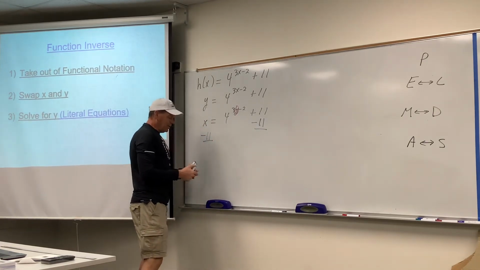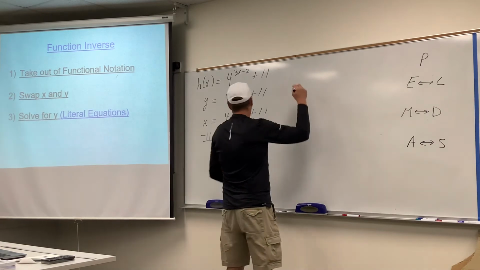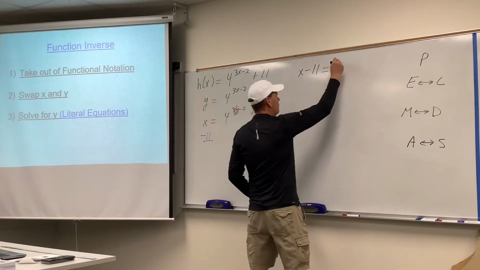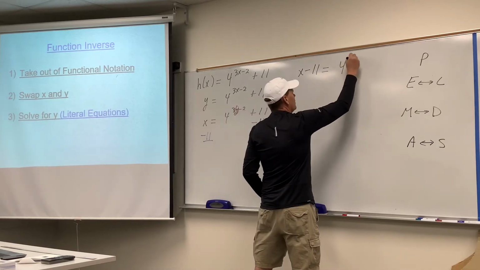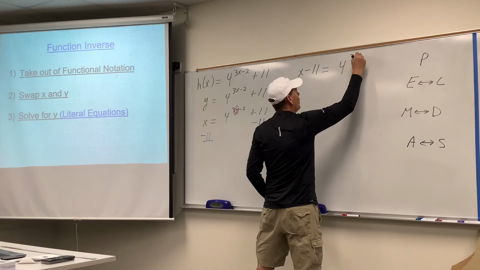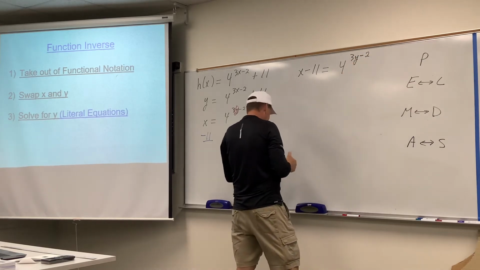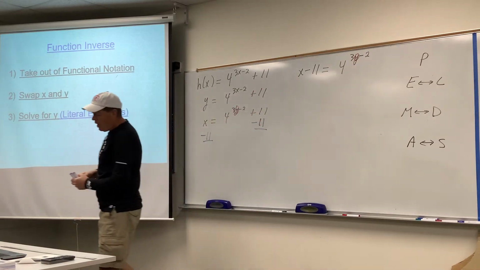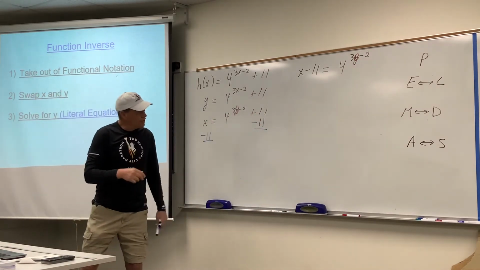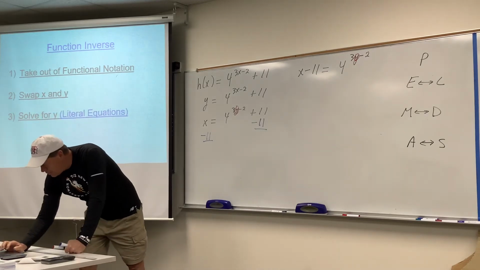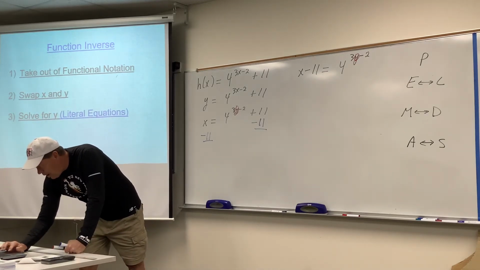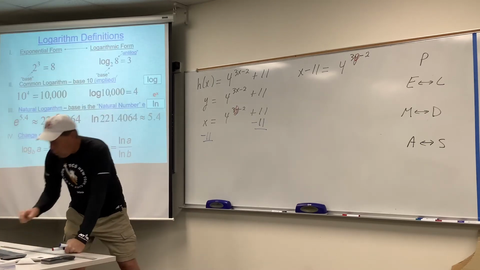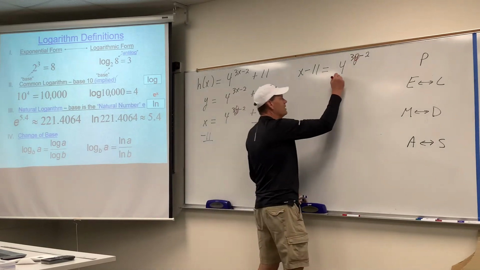And now the equation becomes x minus 11 equals 4 to the power of, that's important, it's not times, it's raised to the power of 3y minus 2. And if I were to now ask you what's the furthest thing from the y, I hope you would say, well, that 4 is sitting there. And that 4 is a base.